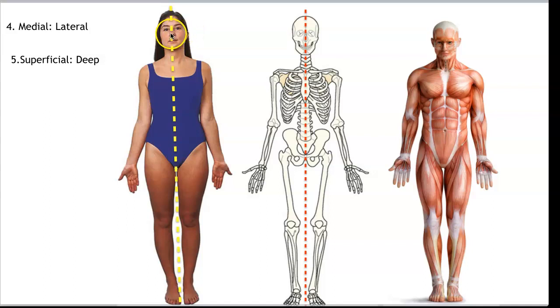The nose is medial to the ear. The ear is what to the nose? The ear is lateral to the nose. What about the thumb here, relative to the palm? The thumb is lateral to the palm. The palm is medial to the thumb.